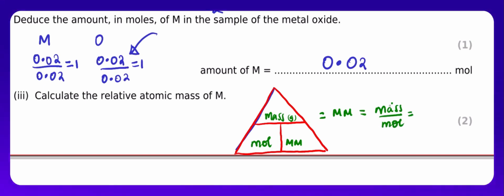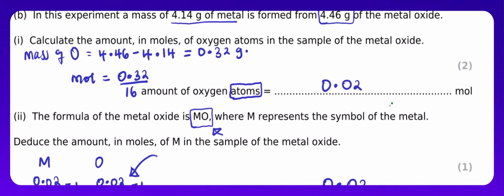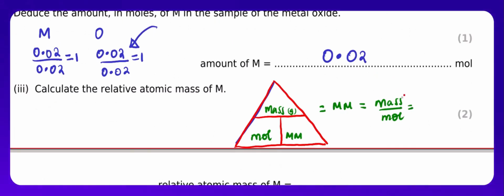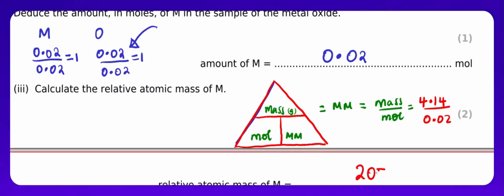So we can go up and check the mass of the metal because we were given it over here, which turns out to be 4.14 grams. So we can go down and say 4.14 grams divided by the number of moles, which is 0.02. You can work out that one. So 4.14 divided by 0.02, which is exactly 207.